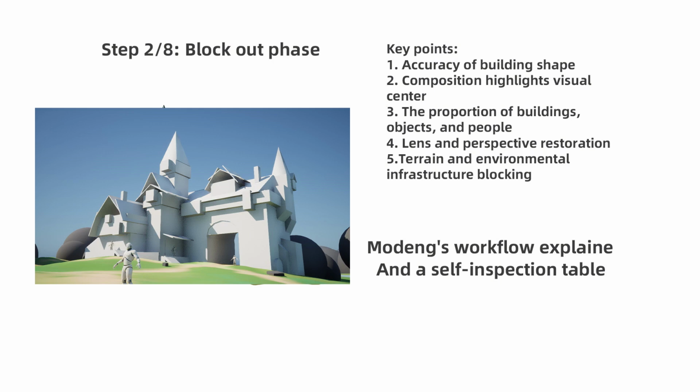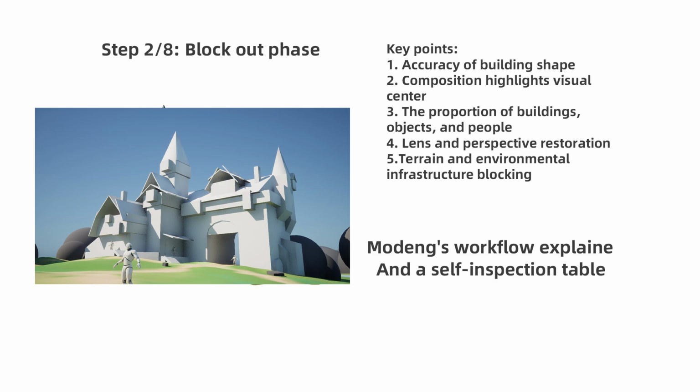Let's look at modeling accuracy. First, the model needs to be accurate. The composition should emphasize the visual center. Prioritize restoring the original composition. If the original composition is good, restore it. We'll restore it in this step. We can get creative later. But this step, restoring the original, must come first.